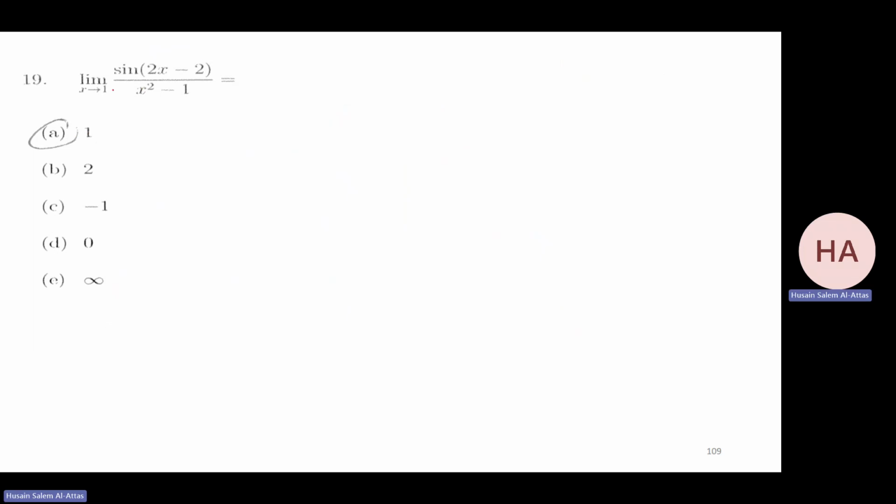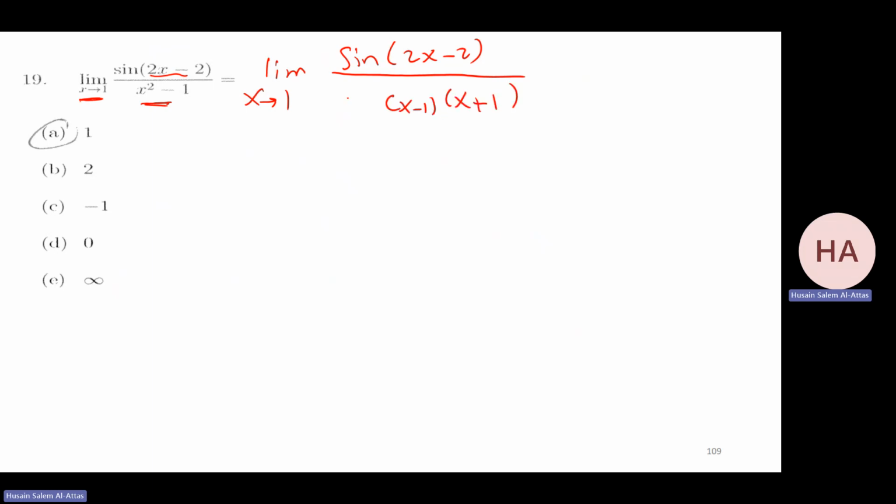And the argument is not x, and this is not 0. X goes to 1. So you need to change the argument. Before that, you need to see the argument, I need to see it in the denominator. So what I will do, sine 2x minus 2, I will make it x minus 1 times x plus 1, multiply 2, I'm doing nothing. Well, this is now my argument.